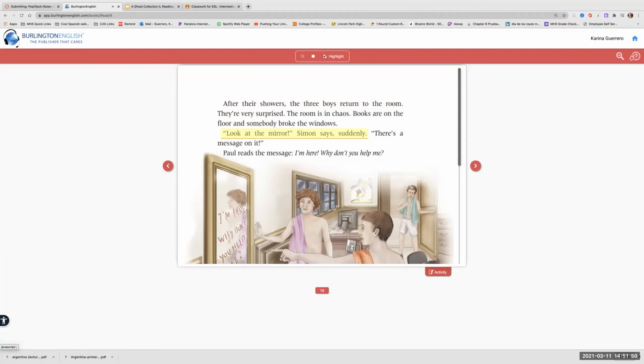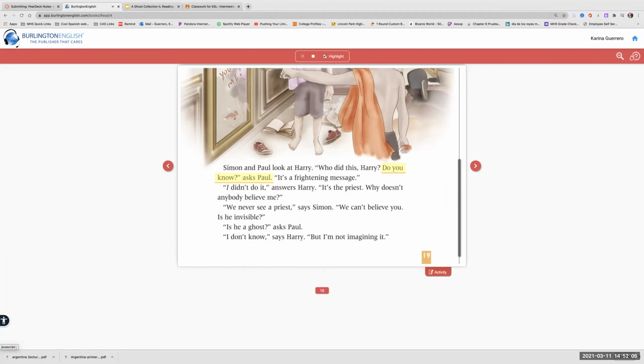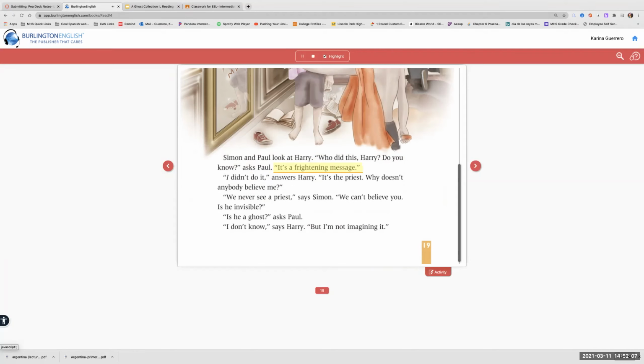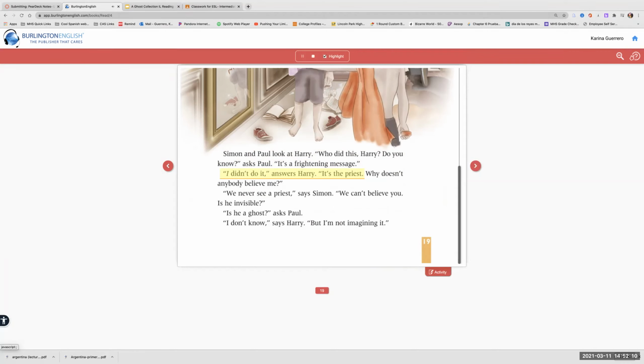Look at the mirror, Simon says suddenly. There's a message on it. Paul reads the message. I'm here. Why don't you help me? Simon and Paul look at Harry. Who did this, Harry? Do you know? Asks Paul. It's a frightening message. I didn't do it, answers Harry. It's the priest. Why doesn't anybody believe me? We never see a priest, says Simon. We can't believe you. Is he invisible? Is he a ghost? Asks Paul. I don't know, says Harry, but I'm not imagining it.